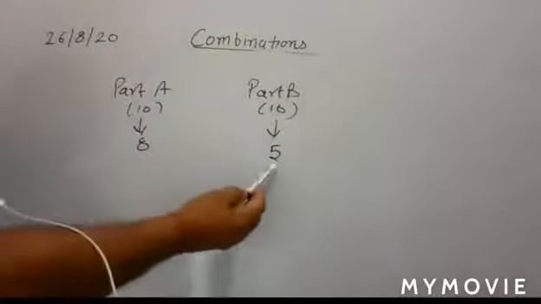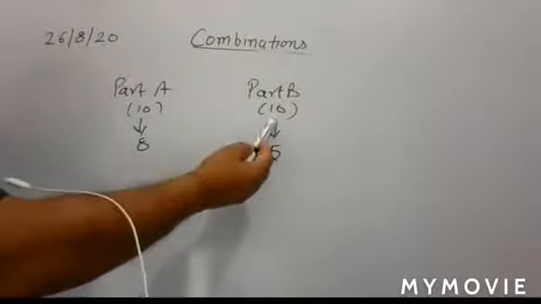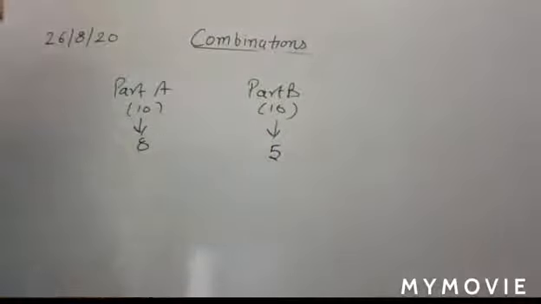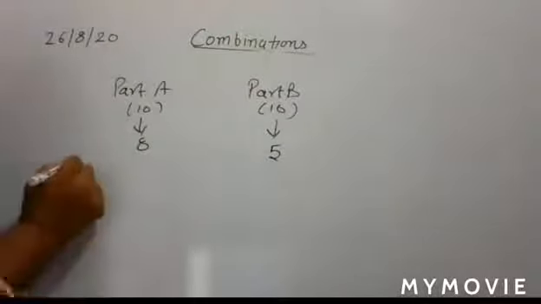In the same way, in part B, out of 10 questions, he selects 5 questions by 8C5 ways. Now, what is your required number of ways? You have to multiply these two results. And here you have one very important concept.